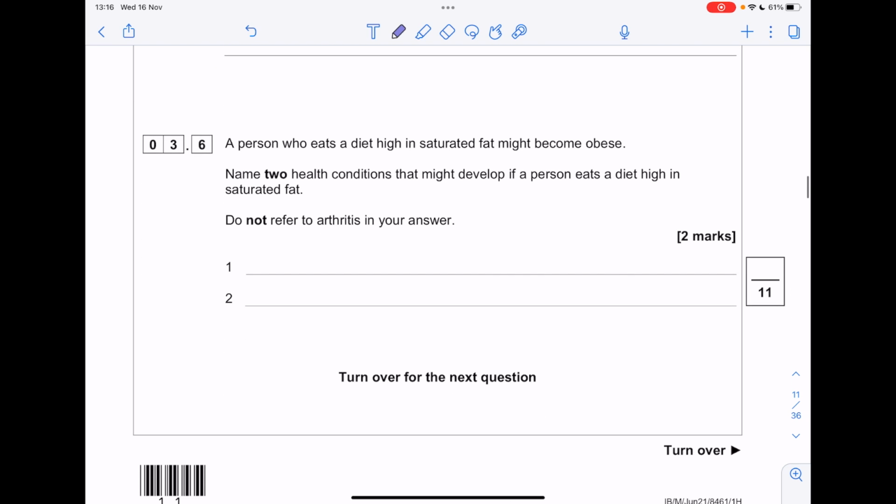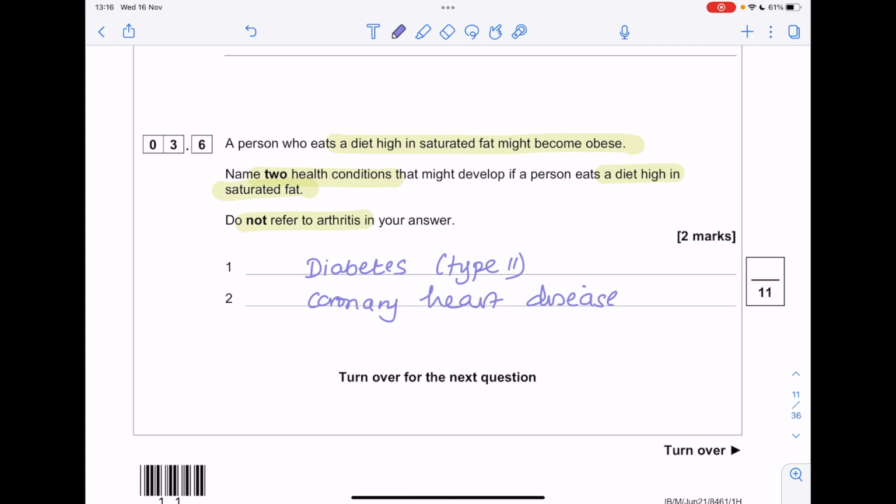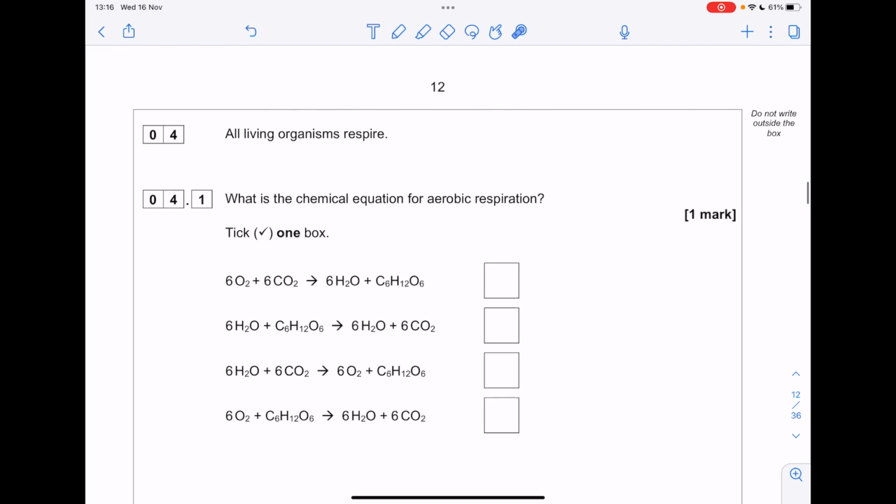A person who eats a diet high in saturated fat might become obese. Name 2 health conditions that might develop if a person eats a diet high in saturated fat. Do not mention arthritis. Why? Because they've just told us that. So you might get type 2 diabetes or you might get coronary heart disease. It is important that you mention type 2 because type 1, remember, has a genetic cause.